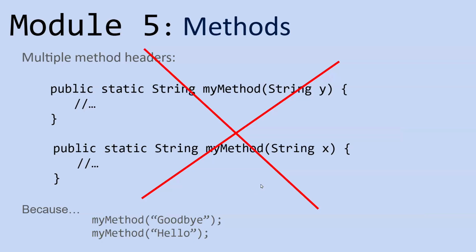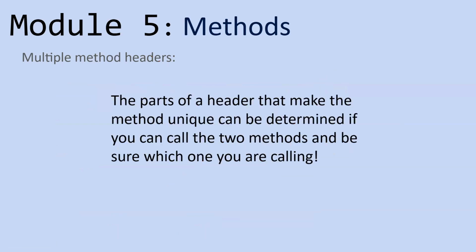Because whenever you have the method call, you're still going to write my method and then some string, right? And so whenever you're writing that method call, Java can't tell whether you'd want that string to be named y or x. The method call would look exactly the same. So just to have a neat little summary to describe that.